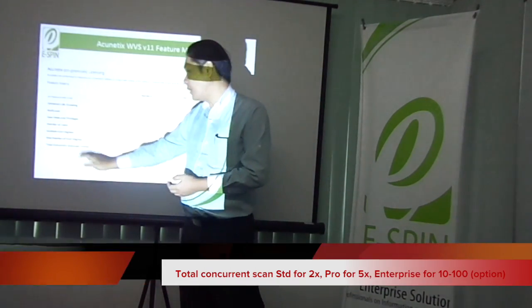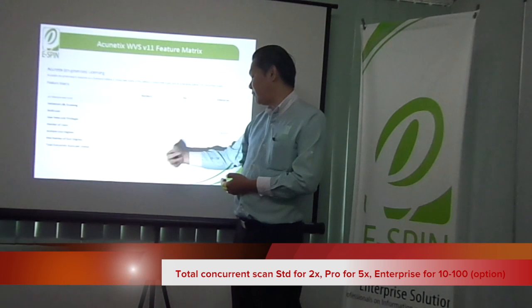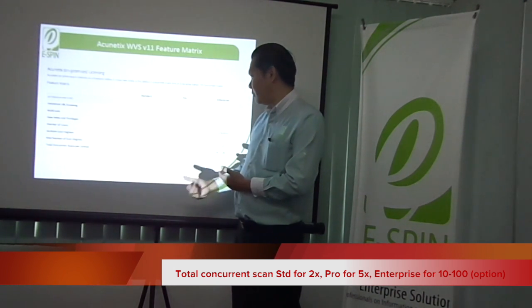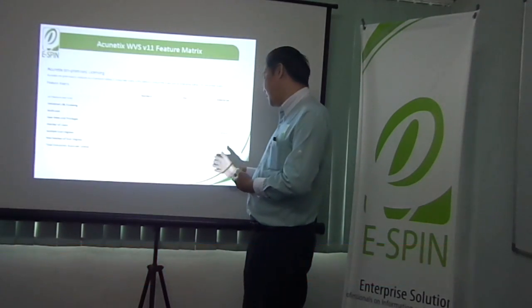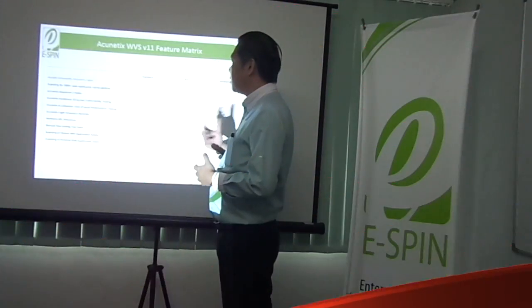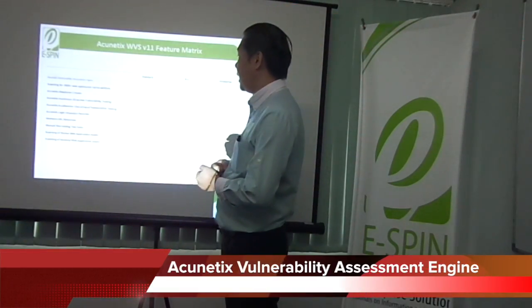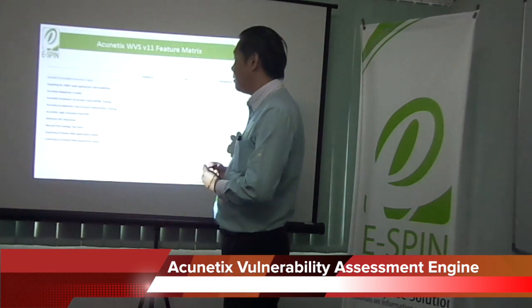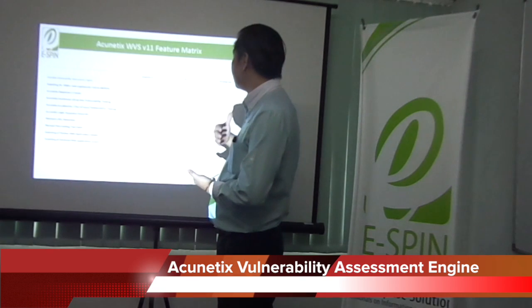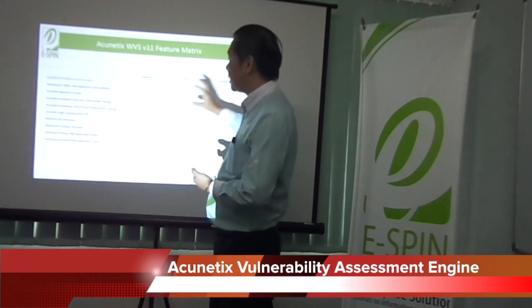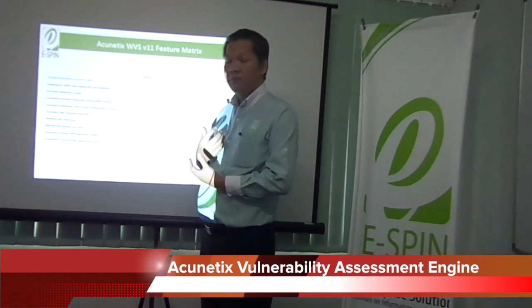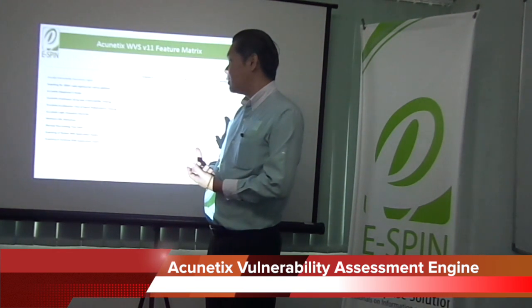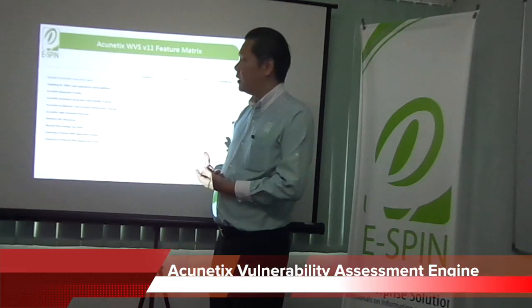And then the total concurrent scans per license, for Standard if we add on, right? It's 2, 5, 10 or 100 here. Okay, let's continue. So for the Acunetix vulnerability assessment engine, in terms of common feature set, actually all the core of the Acunetix features from the last version 10.5 are continued in here.